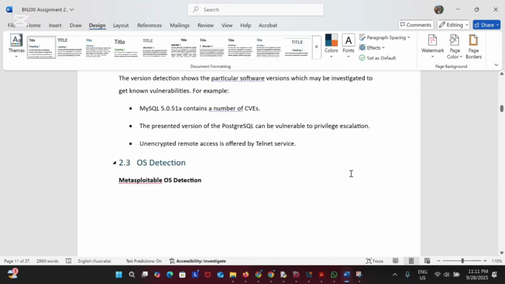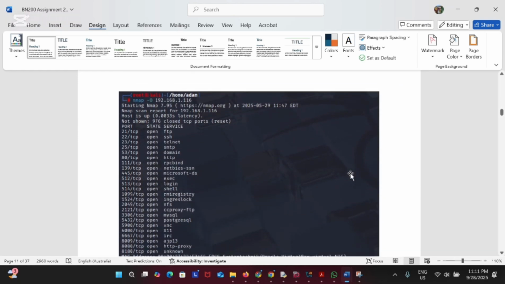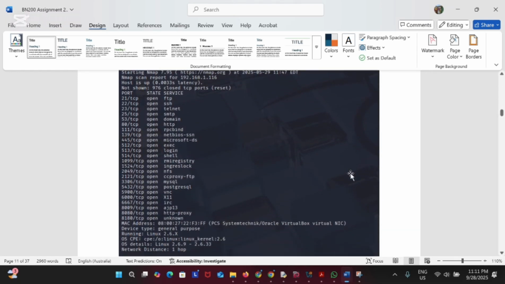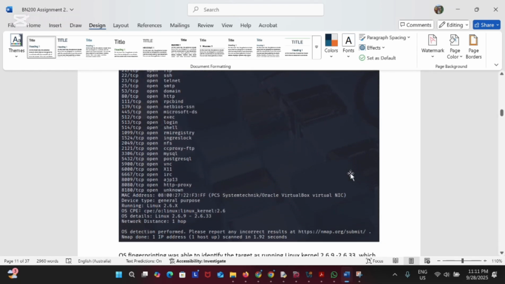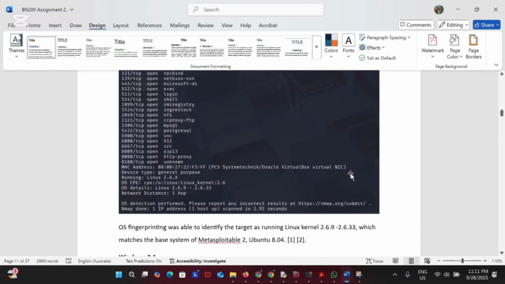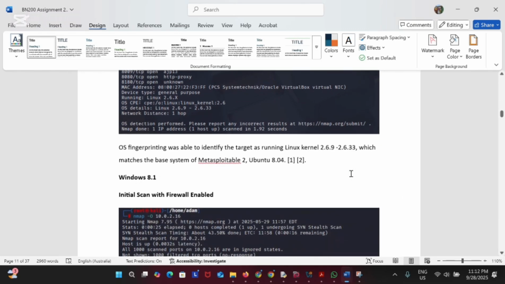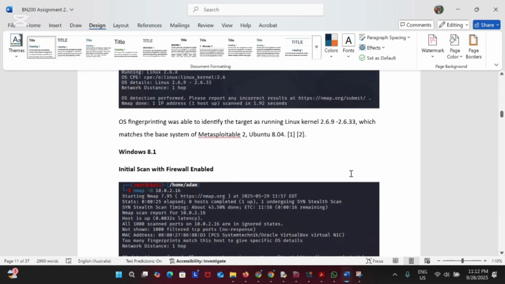Now let's talk about OS detection and service analysis. Next, we performed OS detection using the -O flag and Metasploitable 2, and Nmap successfully identified the system as Linux kernel 2.6.9 to 2.6.33, which matches the base system of Metasploitable 2, Ubuntu 8.04.